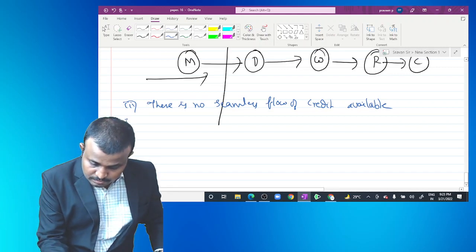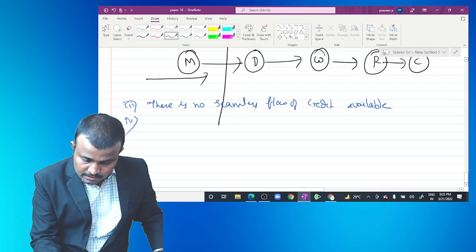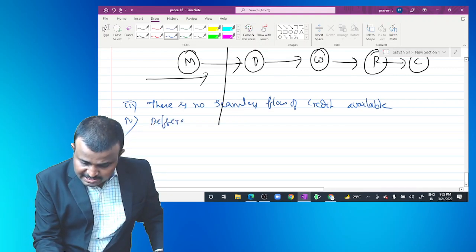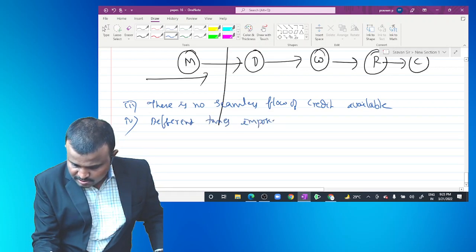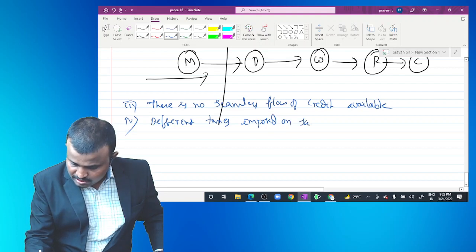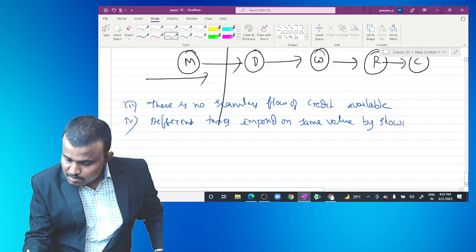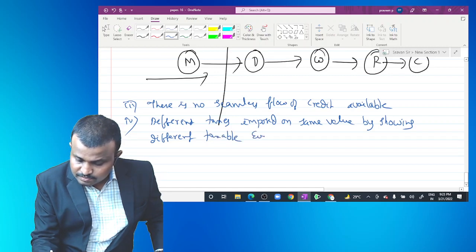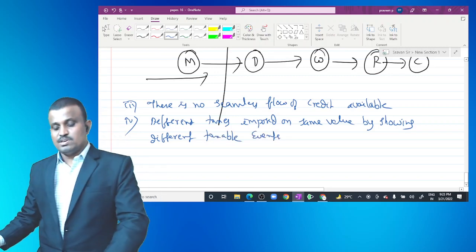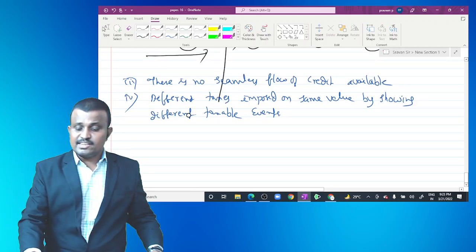And another one: different taxes imposed on the same value by showing different taxable events.